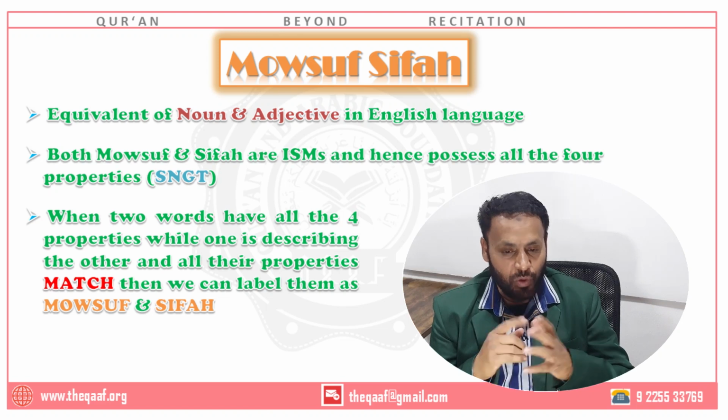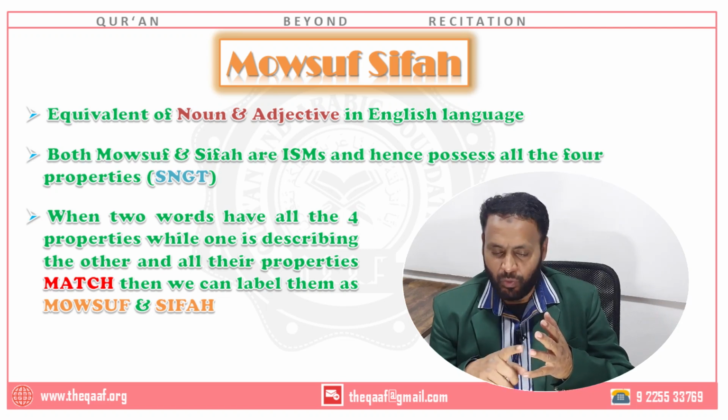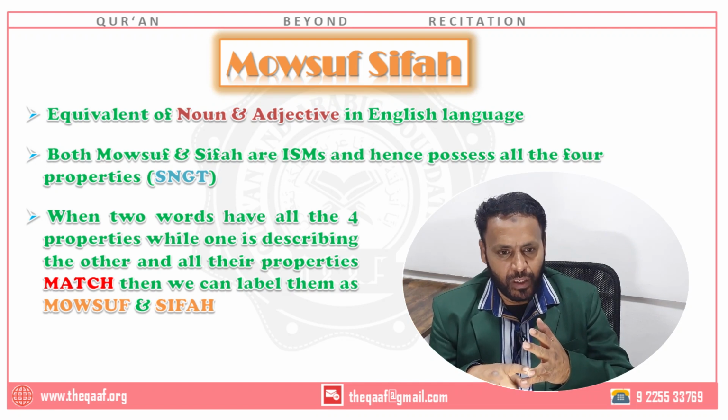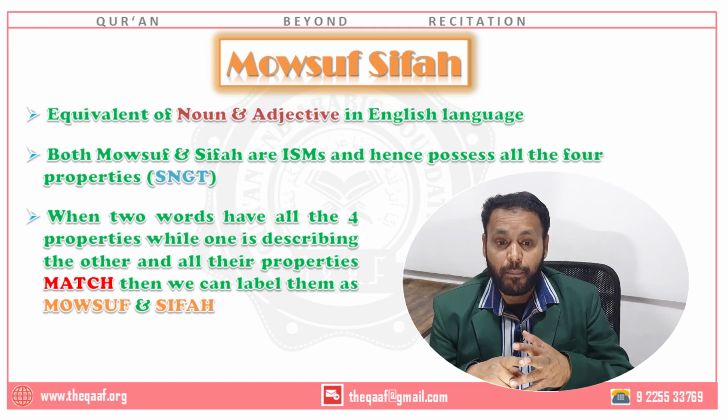Let me analyze what is the status, rafa, nasb or jar. What's the number: single, dual, plural. What's the gender: masculine, feminine. What's the type: common, proper.